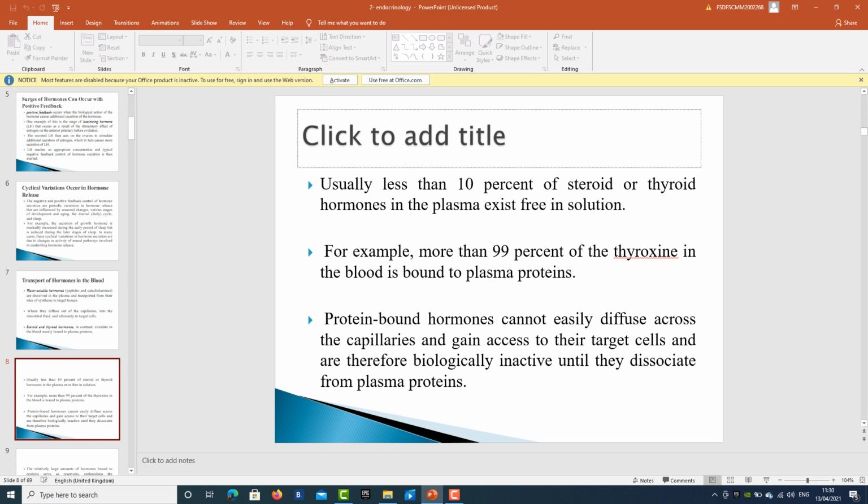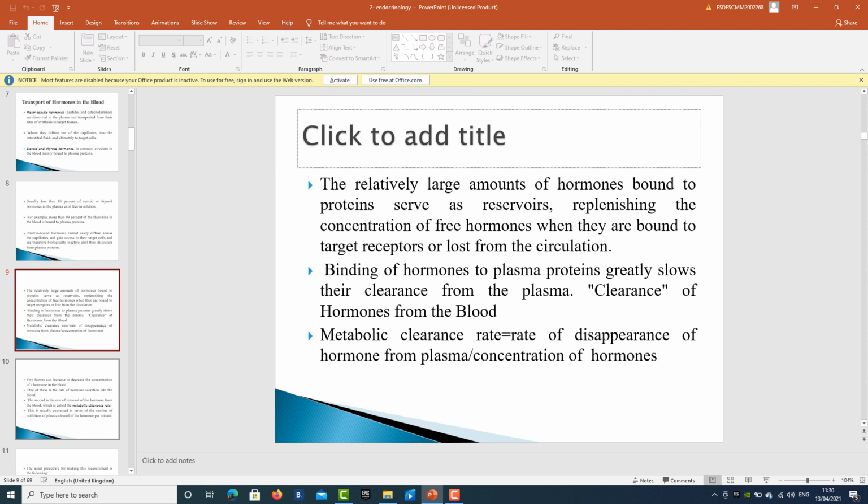Protein bound hormones cannot easily diffuse across the capillaries and gain access to their target cells and are therefore biologically inactive until they dissociate from plasma proteins. The relatively large amounts of hormones bound to proteins serve as reservoirs, replenishing the concentration of free hormones when they are bound to target receptors or lost from the circulation. Binding of hormones to plasma proteins greatly slows their clearance from the plasma.